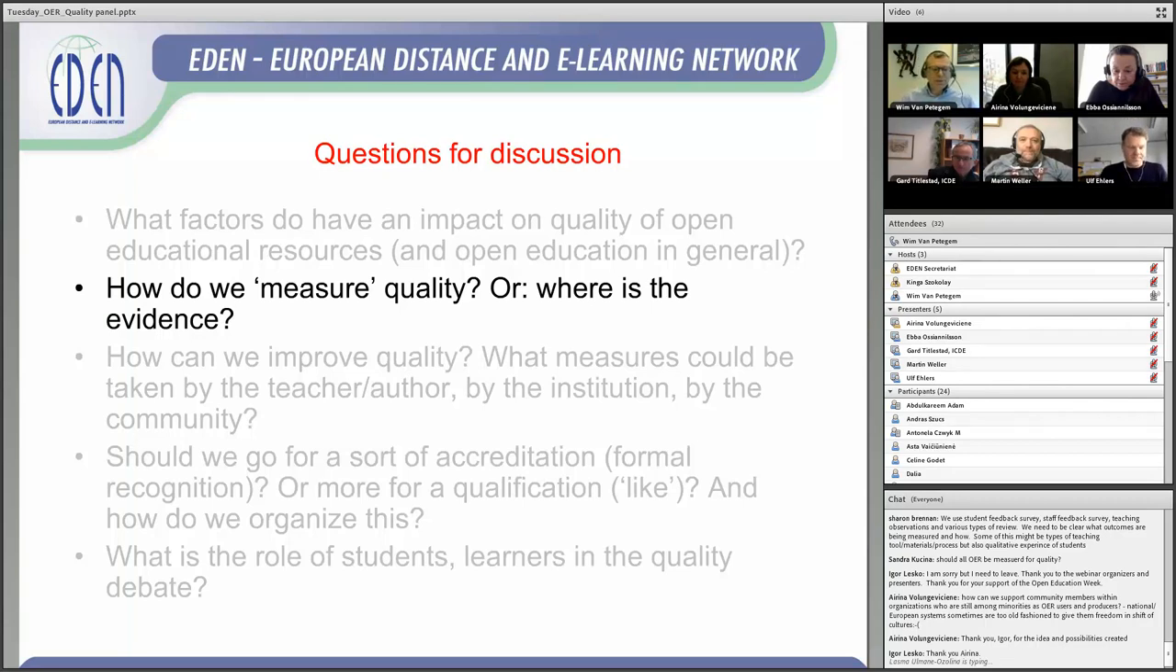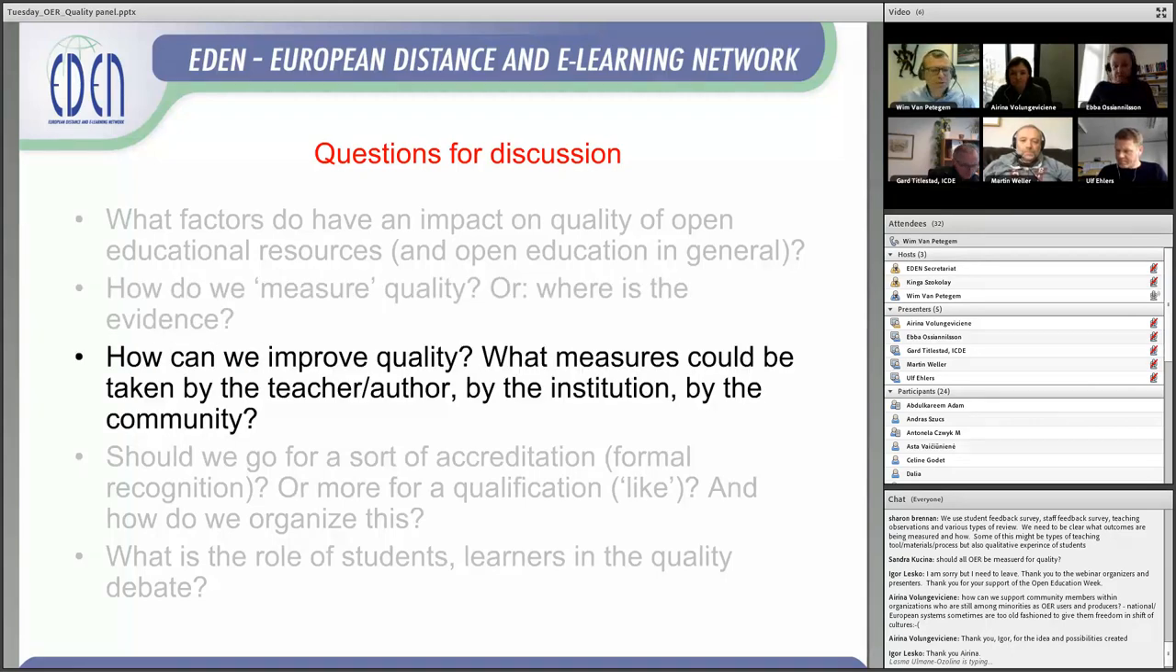Okay, good. I think I could very much agree with you, Martin, so let me see how I can slide. Here we are. So the next question that we would like to address is: measuring quality, and it was already put between brackets, measuring, that this is maybe not the right word there, but still we can talk about how we can improve quality. What are the important actions to be taken by all stakeholders involved, starting from teachers over the institution.